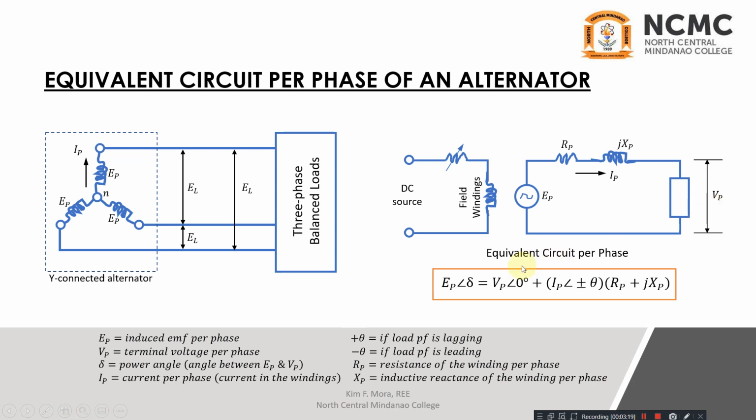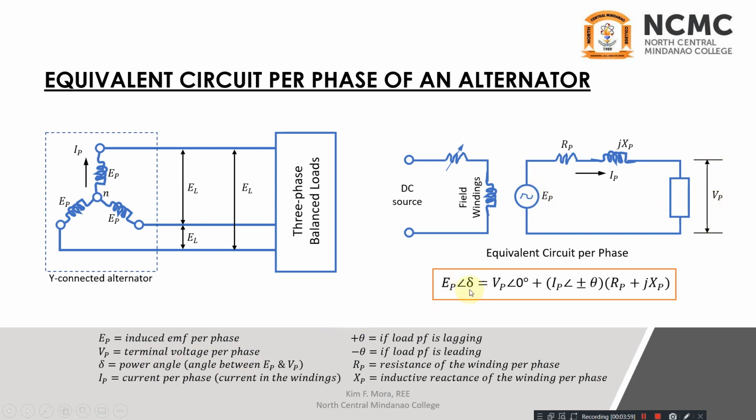So the equation for our EP, no, kani siya, EP with which has an angle of gamma is equivalent to VP angle 0 plus IP angle positive negative theta multiplied by RP plus JXP. No? So, dili ta ma-confuse sa EP ug sa VP ha. So, EP, that is the induced EMF per phase, while ang VP, that is the terminal voltage per phase. No? So, this is our EP, then this is our VP.